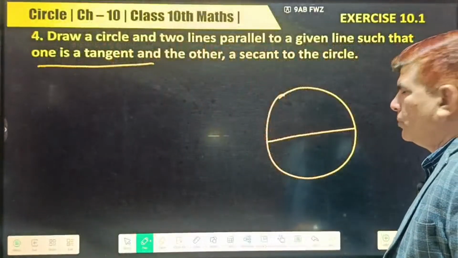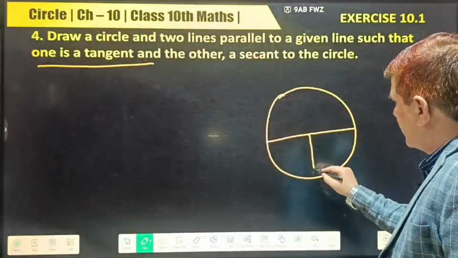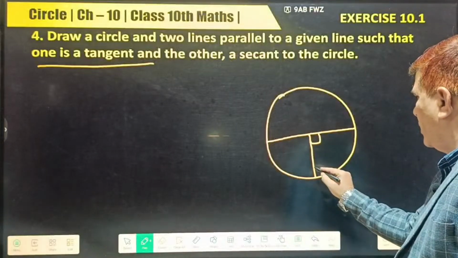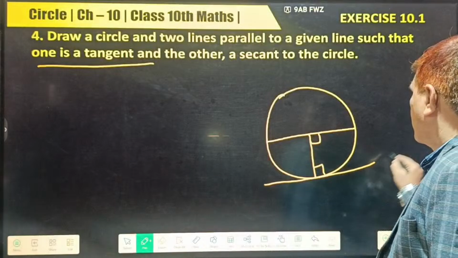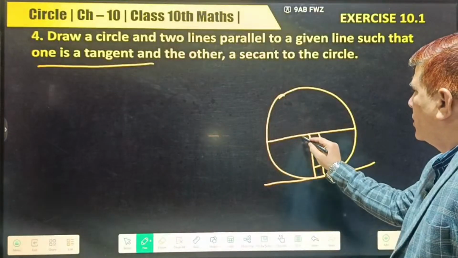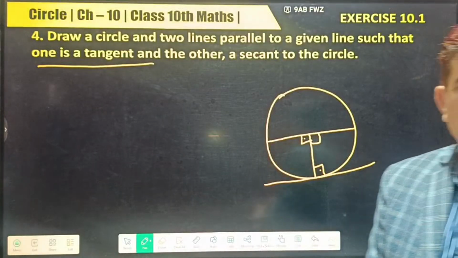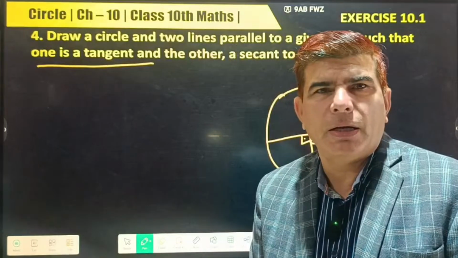So what you can do? You can make a 90 degree angle here anywhere. This 90 degree angle, and the same 90 degree angle here, and draw like this. Or this. 90, alternate angles between two lines are equal. It means the lines are parallel.